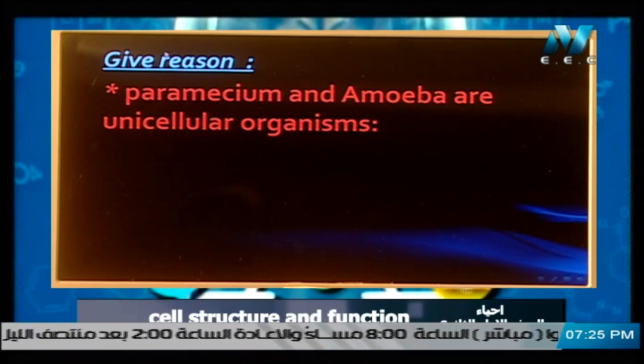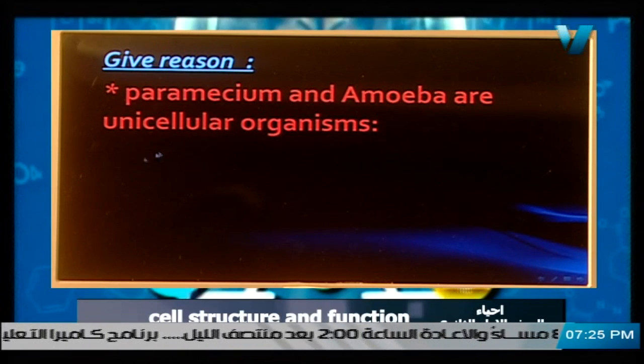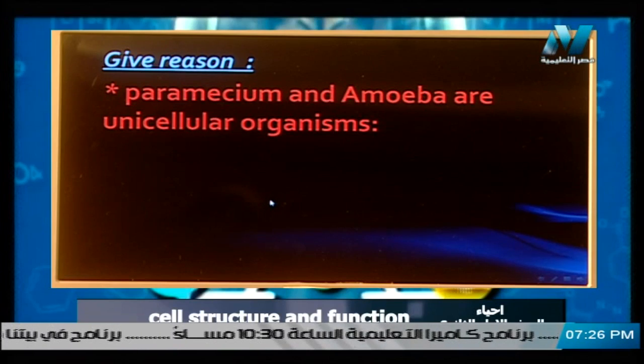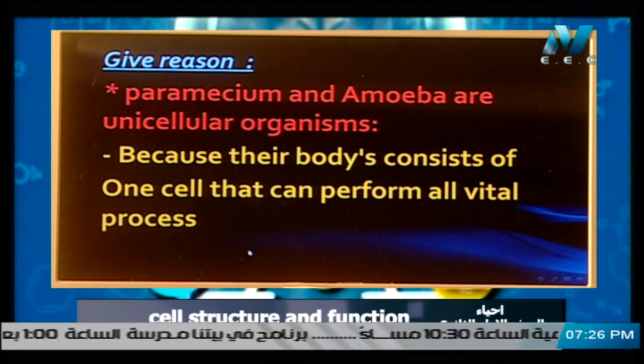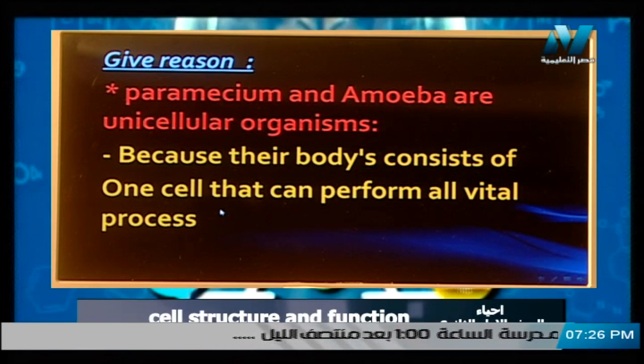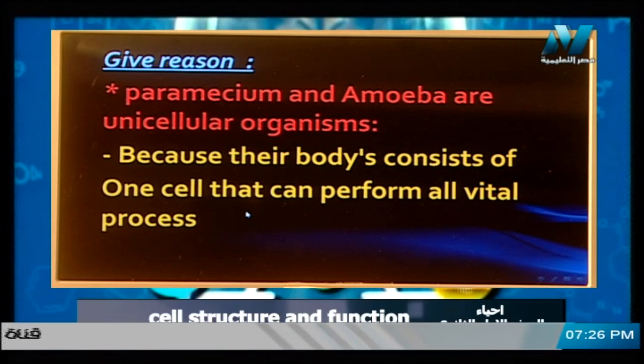Let's answer some questions. Give reason. Paramecium and amoeba are unicellular organisms. Why do you think? Surely because their body consists of one cell, unicellular, its body consists of one cell performing all vital processes.